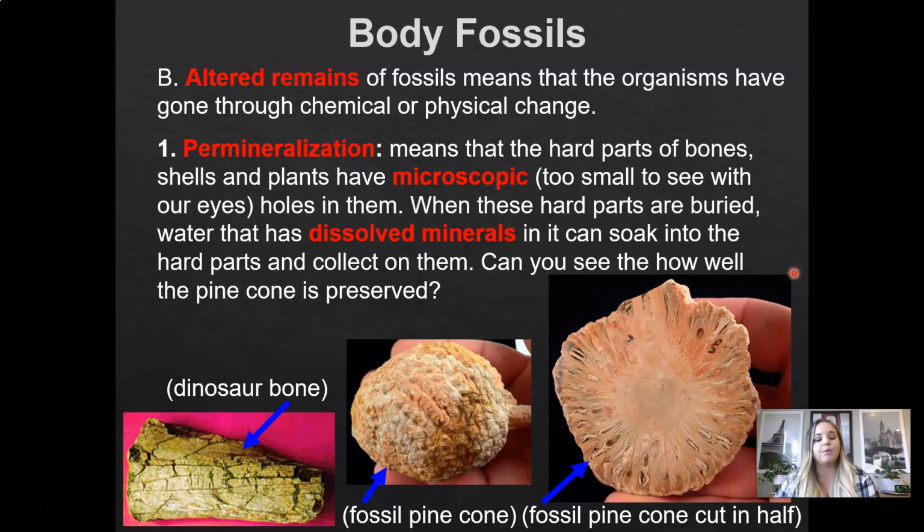And this has to do with the pore spaces between different parts of the bones or perhaps a pine cone or something like that, something that would have pore spaces. And here we see different dissolved minerals, usually from groundwater, that seep into all those pore spaces and then it solidifies or crystallizes, whatever the mineral happens to be. And so you'll see pore spaces in pine cones or in a dinosaur bone filled with some sort of mineral. So this mode of preservation is permineralization.